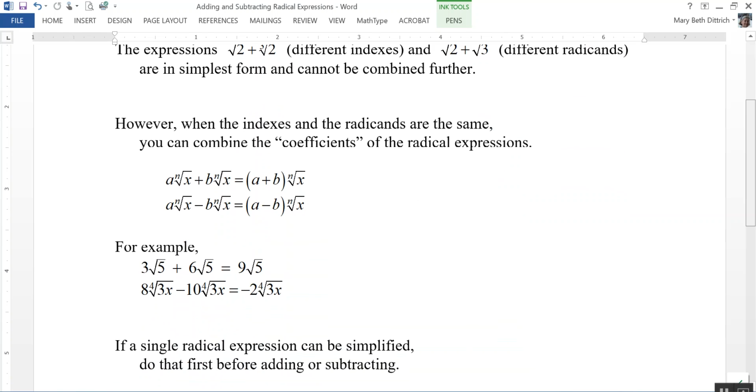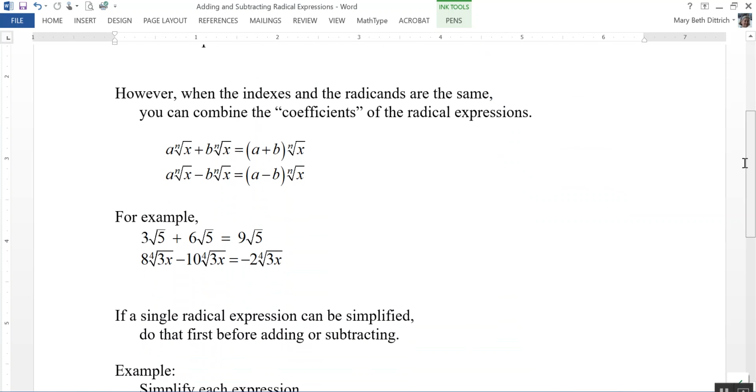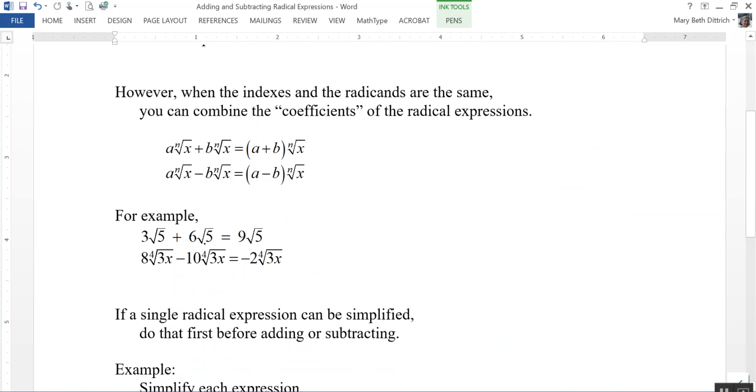So for example, if I have 3 times the square root of 5 plus 6 times the square root of 5, that's equal to 9 square root of 5. And this one looks a little complicated, but it does work. 8 times the fourth root of 3x minus 10 times the fourth root of 3x is equal to negative 2 times the fourth root of 3x.